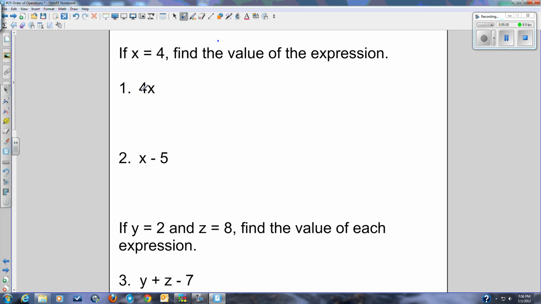If you don't have a symbol between two numbers or a number and a variable, it means to multiply. So this means 4 times whatever x is. Well, we're going to substitute 4 in place of x. So we're going to have 4 times 4, which gives us 16.